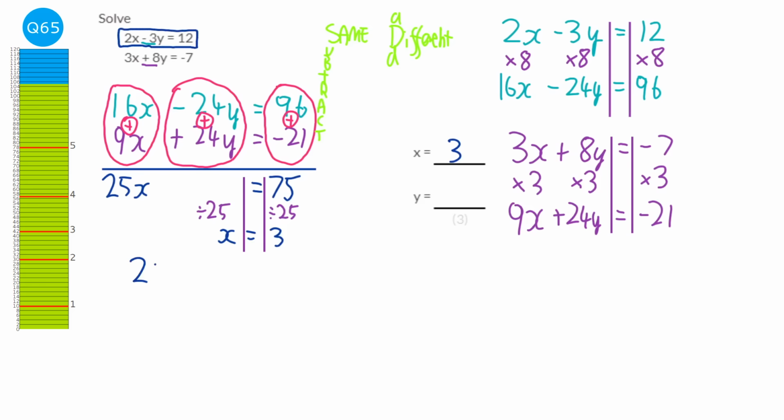So we've got 2 times 3 minus 3y equals 12. Well, 2 times 3 is 6, so we're going to take away 6 both sides. And we've got a minus 3 as the coefficient there, so we're going to divide both sides by minus 3. So we've got y equals minus 2.